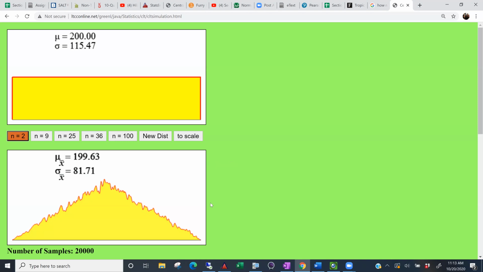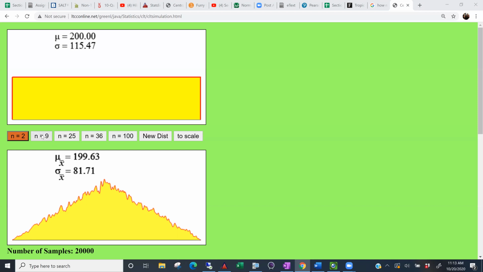Now the mean of my distribution is really close to the mean of its parent population. So that's 200. Although the standard deviation is a lot less. There's not as much spread in this data as there is in the population that we started out with. You guys should be seeing similar results. Is that true? Maybe not the exact same numbers, but more or less the same shape. This is the shape of the distribution of sample means for samples of size 2.